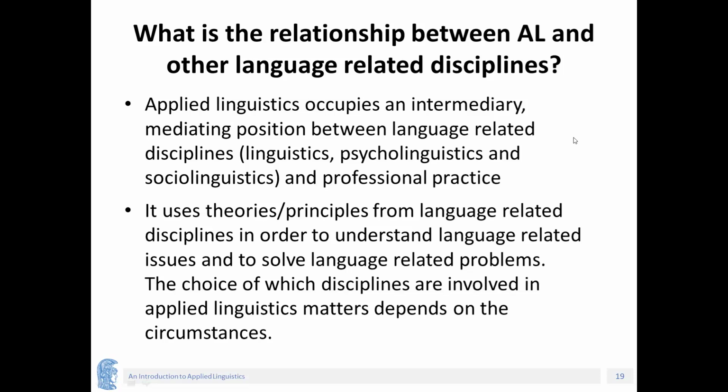So the choice of which disciplines are involved in applied linguistics depends on the circumstances. Sometimes applied linguistics is needed when it comes to psycholinguistics. Sometimes sociolinguistics, like that. Okay, and we'll go further.